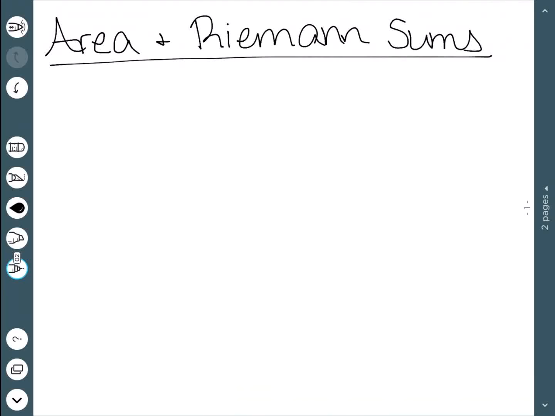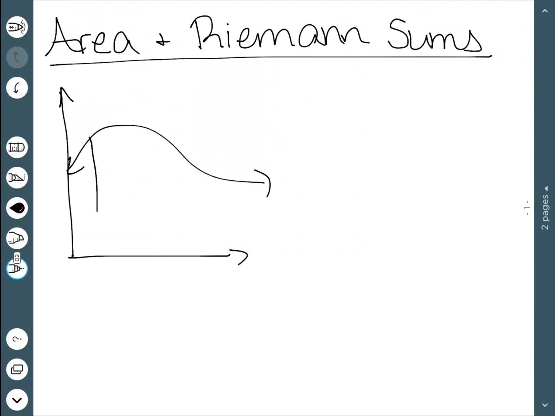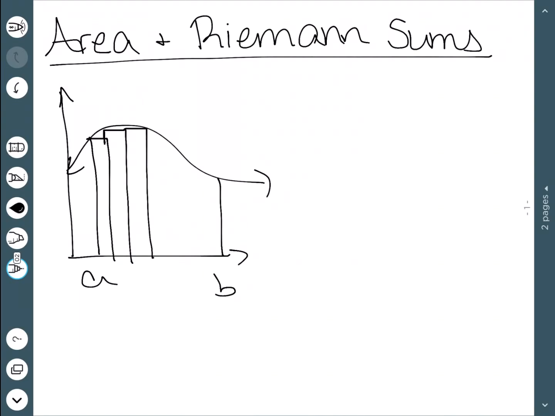Now that we've talked a little bit about Riemann sums, let's talk about their main purpose, which is to actually find the area underneath a curve. If I consider some kind of graph, and I have this point A and B, if I were to break this up into little rectangles and find each of their area and then add them up, that would be a Riemann sum.